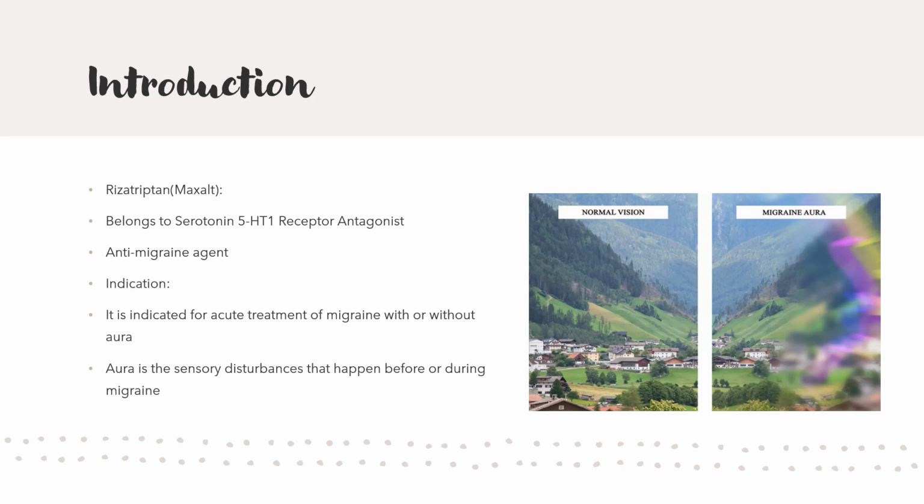So basically, aura is the sensory disturbances that happen before or during migraine. This is how a patient with aura will experience. The picture shows a normal person with a regular vision on the left and a migraine patient with aura on the right.